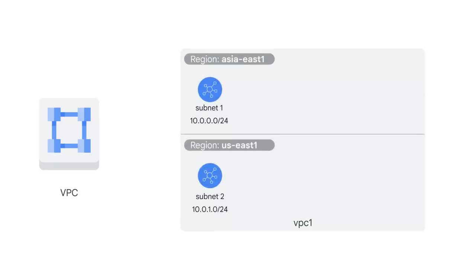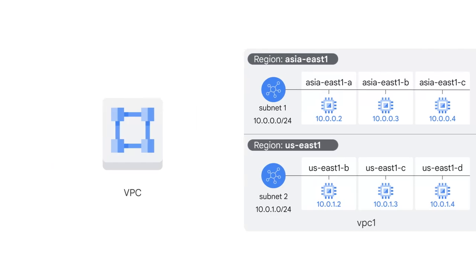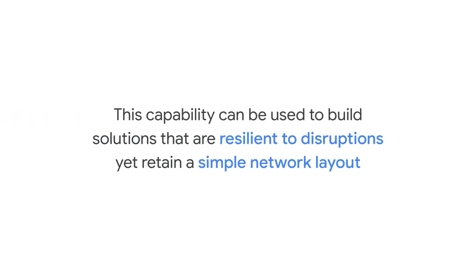For example, let's take a VPC network named VPC1 that has two subnets defined in the Asia East 1 and US East 1 regions. If the VPC has 3 Compute Engine VMs attached to it, it means they're neighbors on the same subnet, even though they're in different zones. This capability can be used to build solutions that are resilient to disruptions, yet retain a simple network layout.